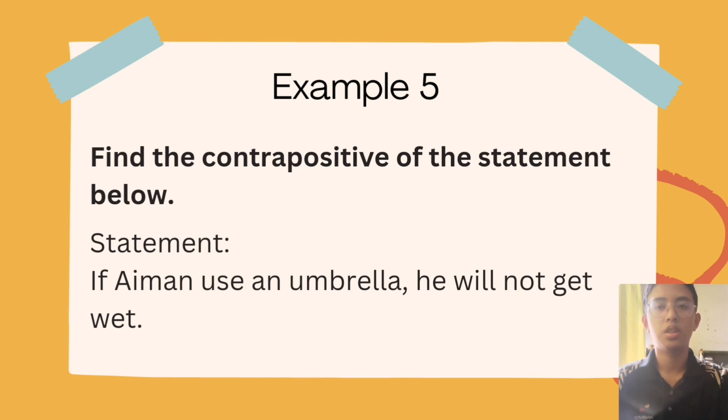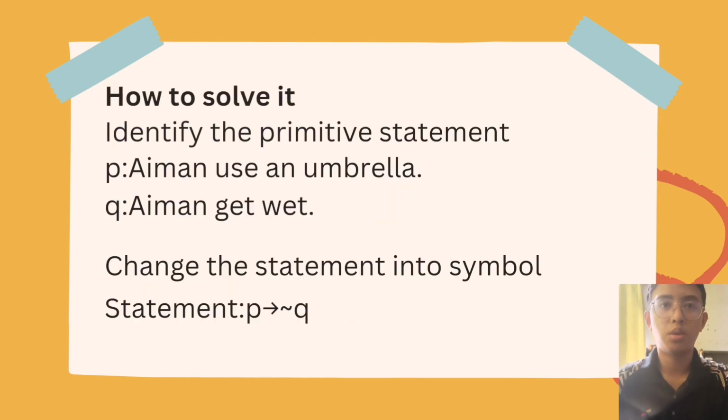For the next example, the question is: find the contrapositive of the statement below. The question is, if Ayman uses an umbrella, he will not get wet. In order to solve this question, first we must find the primitive statements. So P is Ayman using an umbrella, and Q is Ayman gets wet. In primitive statements, we can't use negative statements. That's why Q is Ayman gets wet. You must make it positive.